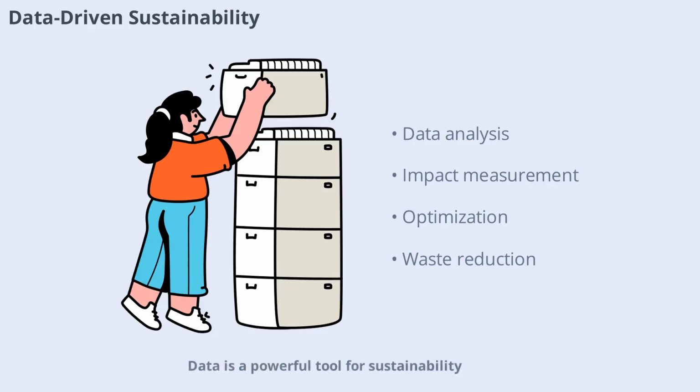Data is a powerful tool for sustainability. By collecting and analyzing information about energy use, emissions, and resource consumption, organizations can identify areas for improvement. Data-driven insights enable smarter decisions, from optimizing supply chains to reducing waste. As digitalization advances, the ability to measure and manage environmental impact becomes even more important. Next, we'll explore the role of artificial intelligence in sustainable digitalization.